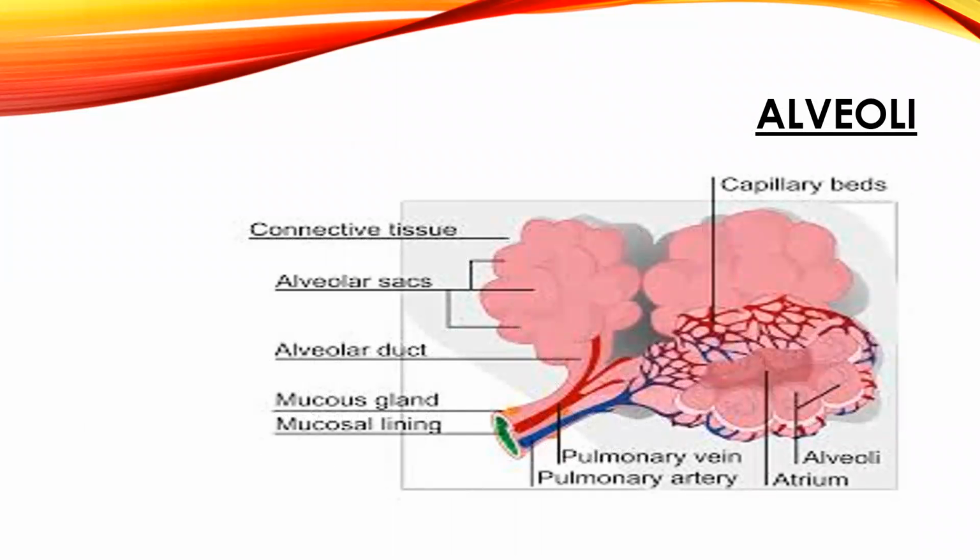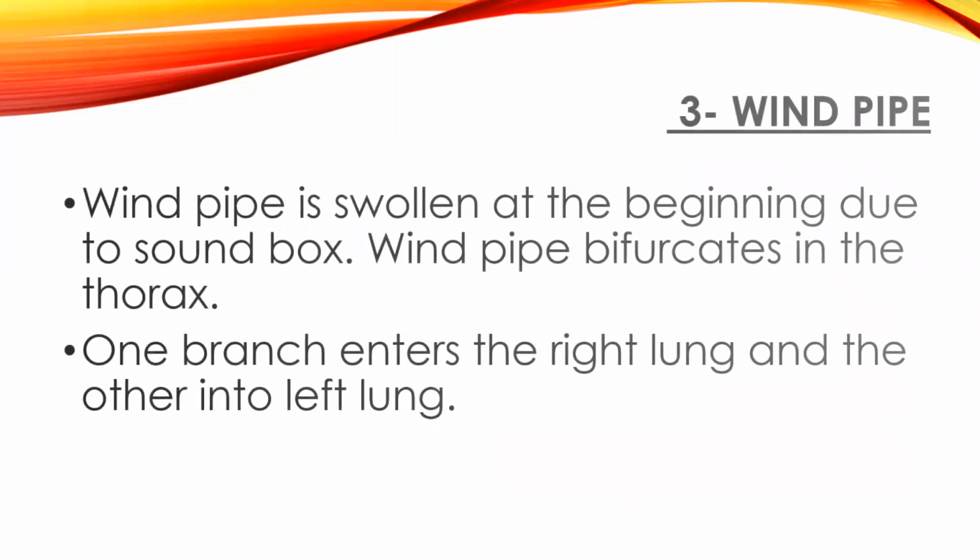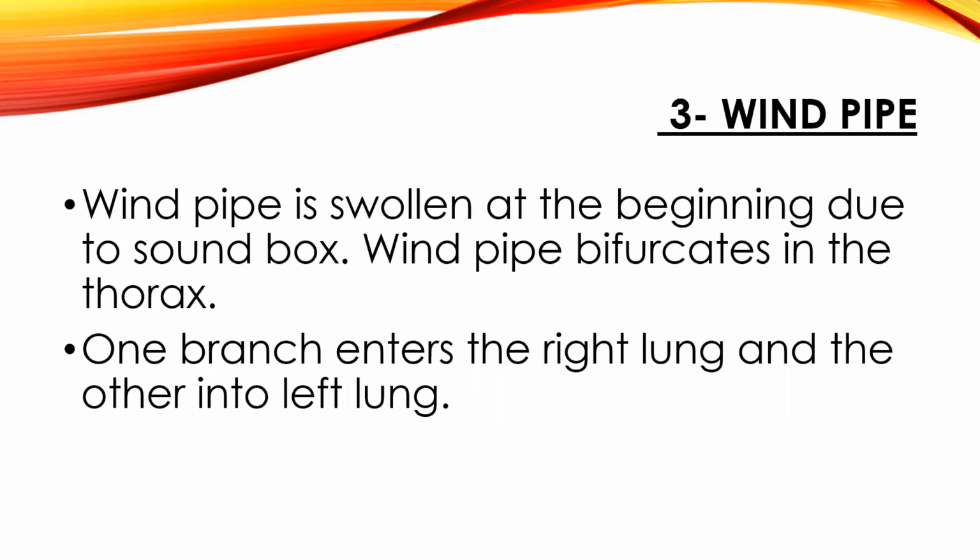See, this is the image of alveoli. Windpipe. Windpipe is swollen at the beginning due to sound box. Windpipe bifurcates in the thorax. One branch enters the right lung and the other into left lung.